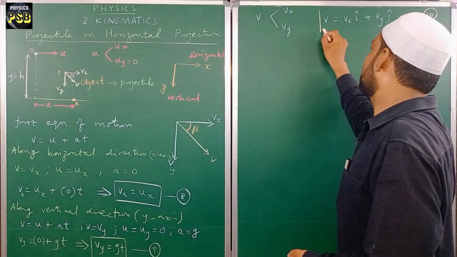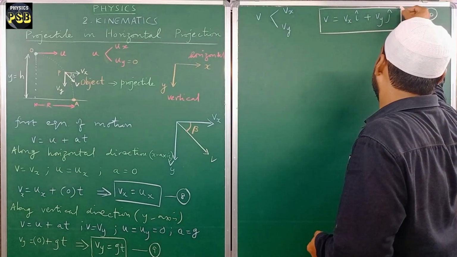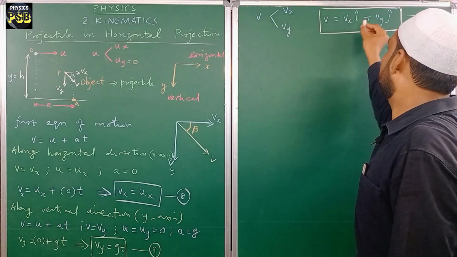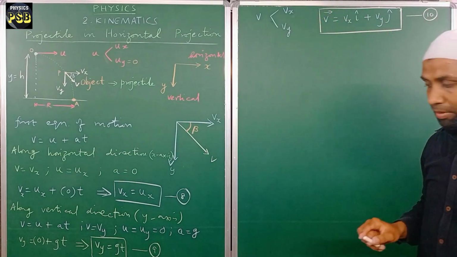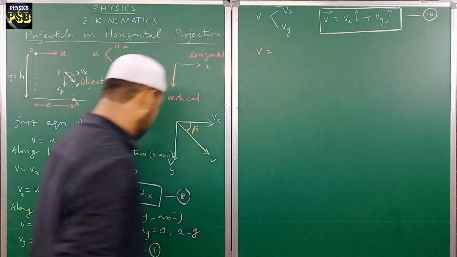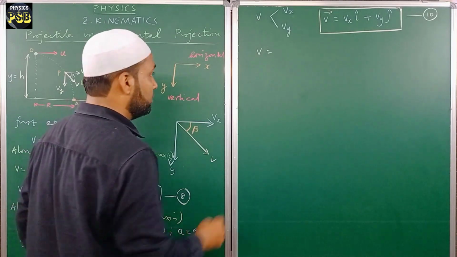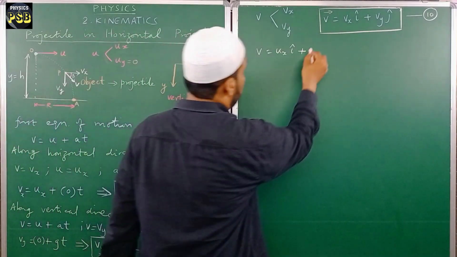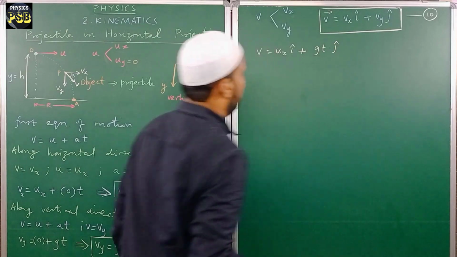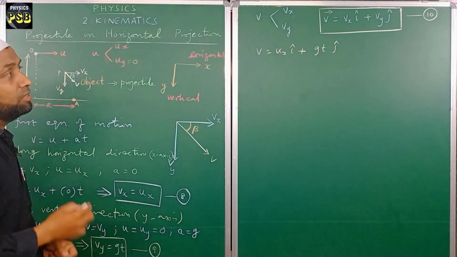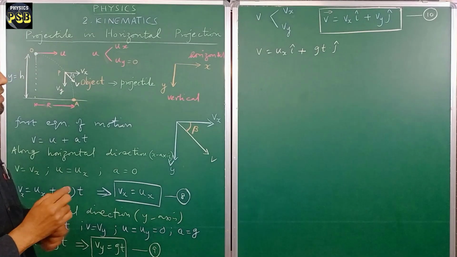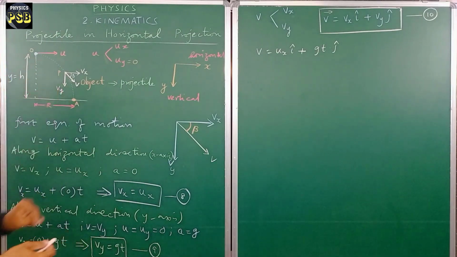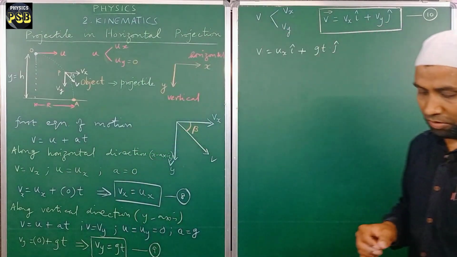In equation number 10, I am going to substitute the value of Vx and Vy. As we have a direction this side, the vector symbol can be mentioned here. So V is, what is the value of Vx? It is Vx i cap plus the place of Vy, right? gt j cap. Fine. This is the expression which gives us the velocity at any given time, or simply, this is the resultant velocity.